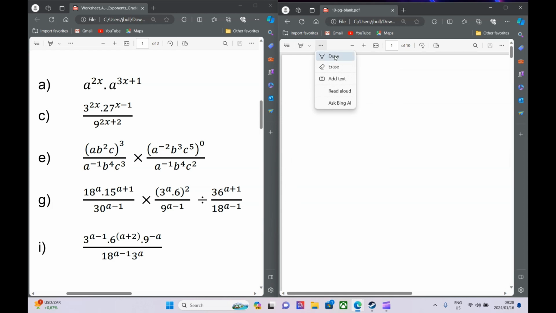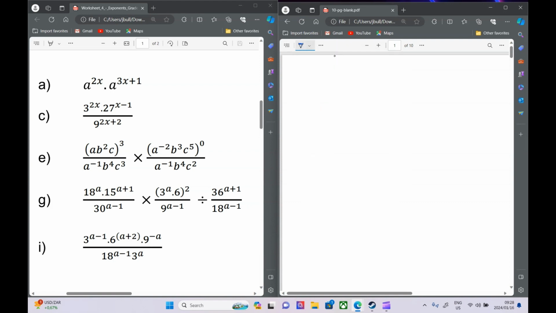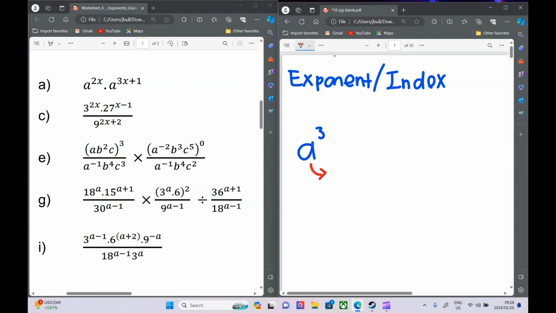Exponents, or some people call them indices, so same thing either way. Let's have a quick recap. If we have an exponent or an index, it means we have something like this. So it could be a to the power of 3. What we have in this situation is a base number, which is a, and then we have our exponent or our index up here.